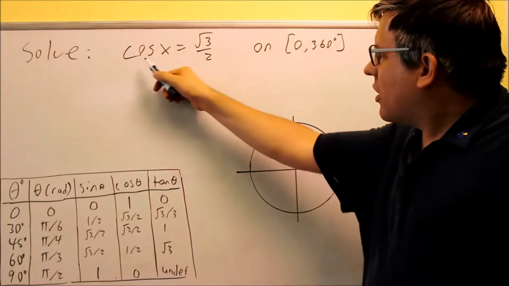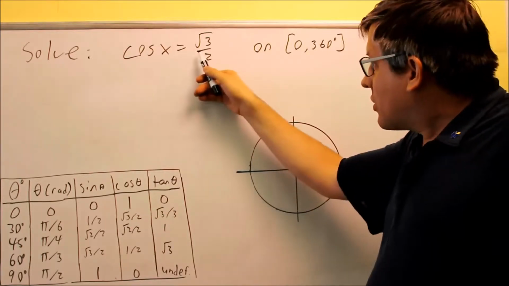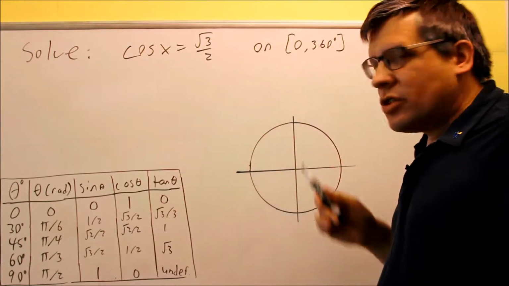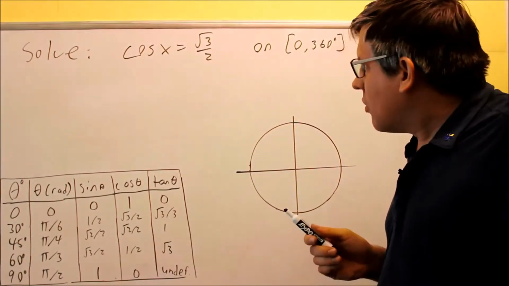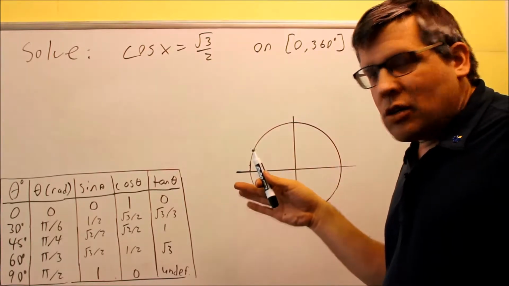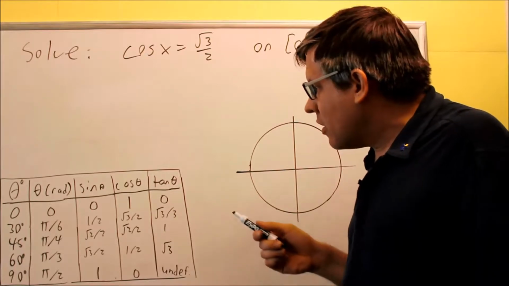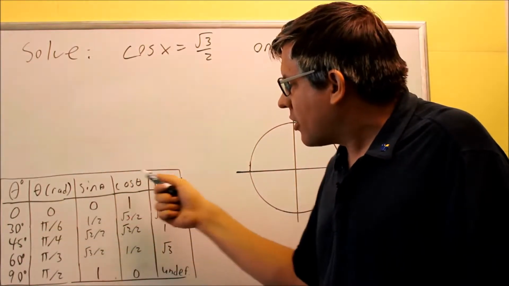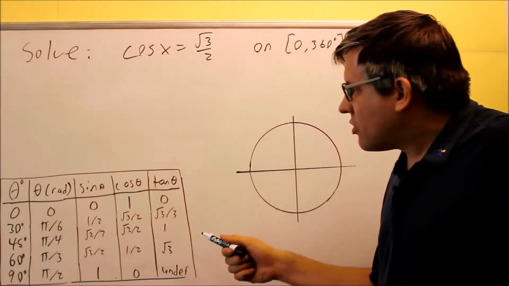So what this is saying is I have cosine of some angle, and the angle I've got to find has to equal square root of 3 over 2. So I want to find an angle between 0 and 360 that makes this statement correct. One way of getting an angle is by looking at the table that was provided in the previous section. In that section we talked about how sine, cosine, tangent all come off of the unit circle, and we have the table of values here.